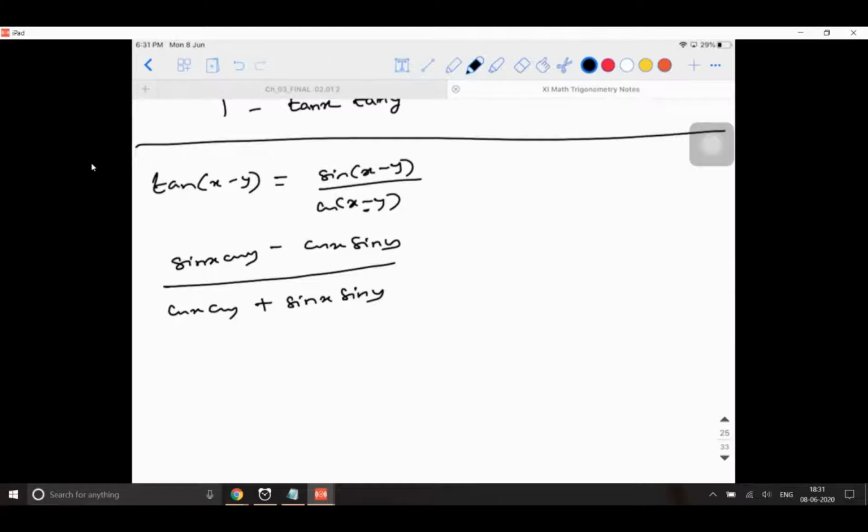Similarly, what am I supposed to do? Can someone give me an idea? Numerator and denominator should be multiplied with, or should be divided with? Sorry?